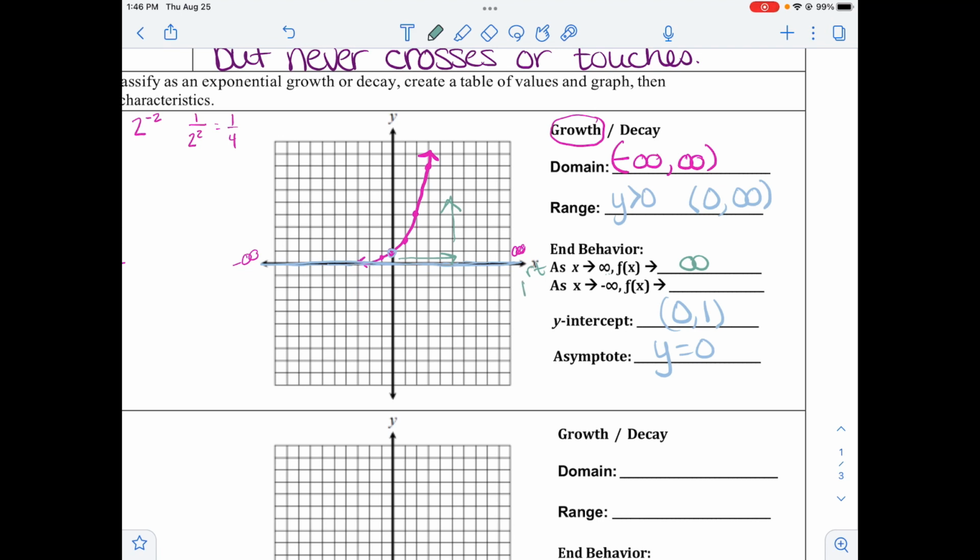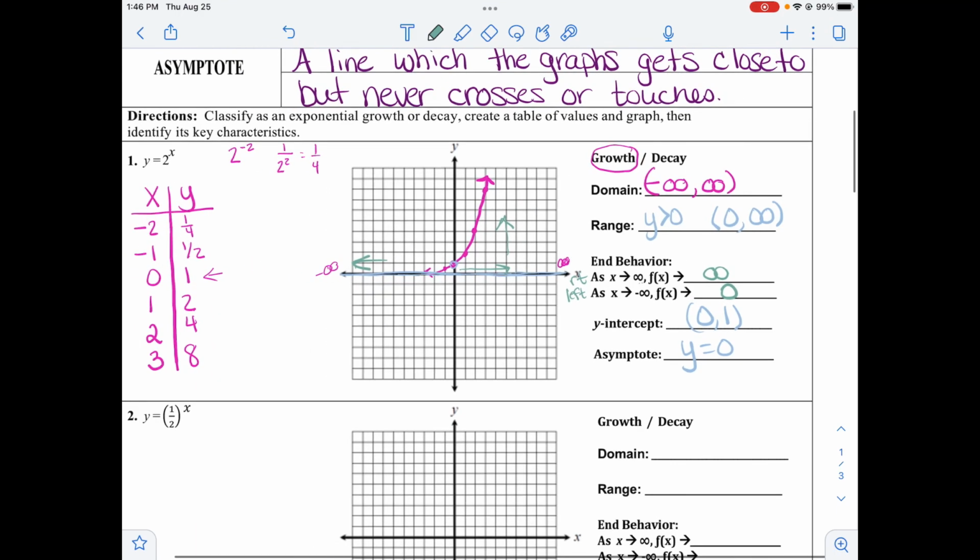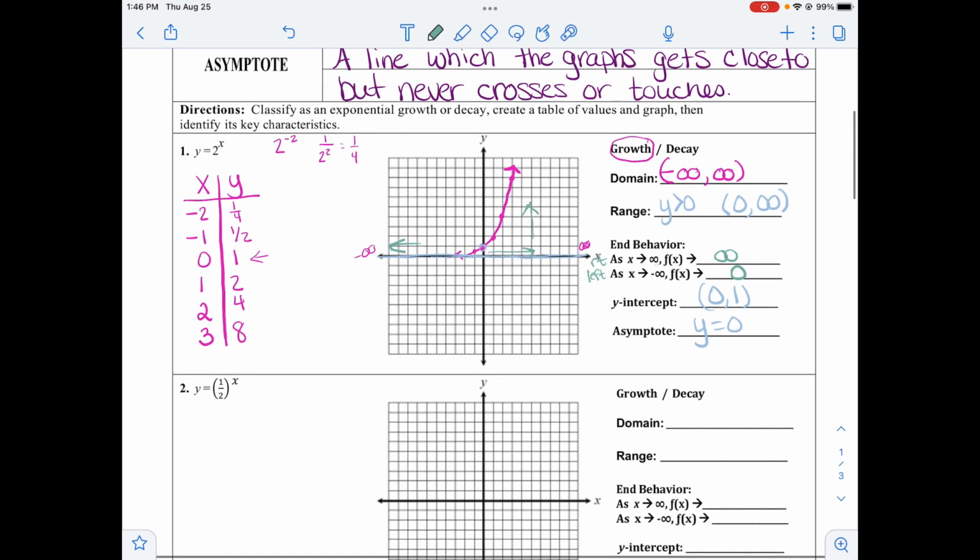As we move to the left, looking at our x's, so as x approaches negative infinity, what are the y's doing? Well, the y goes all the way down, but it never hits 0, so it's approaching 0. Okay, so that's our steps. Pause and try to do the next one, and then come back and see how you did.